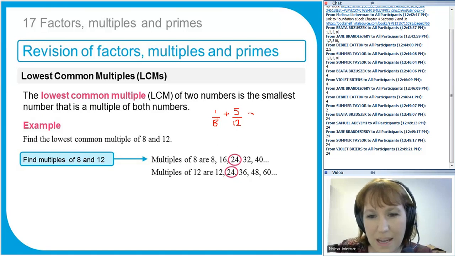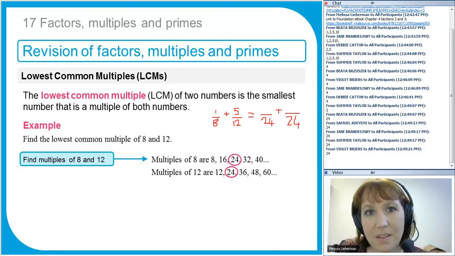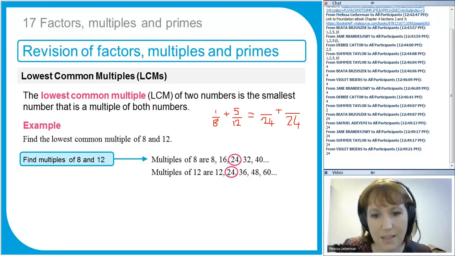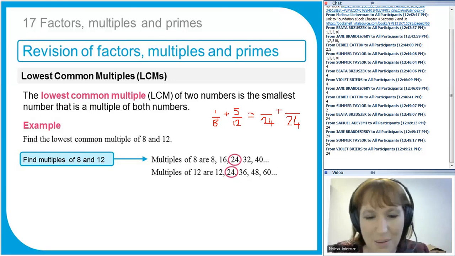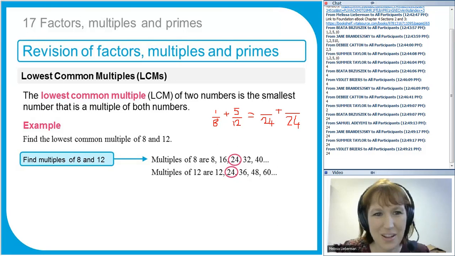I'm not going to do the whole of this calculation. It's just to show you where you've probably met this idea before. You would write both these fractions as equivalent fractions over 24. Once the denominators are the same, then you can add the tops together and work out the answer. You can do that now if you want. I'm not going to work it out. It's just to show you how this is used in other areas of maths.